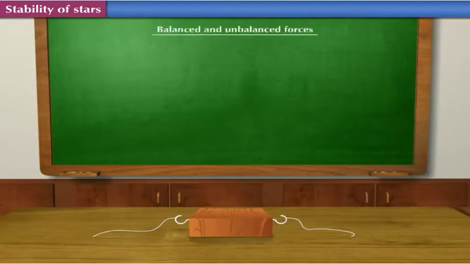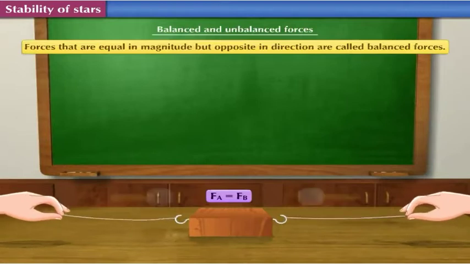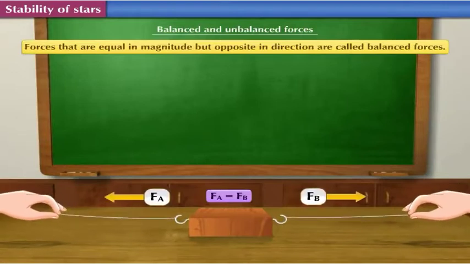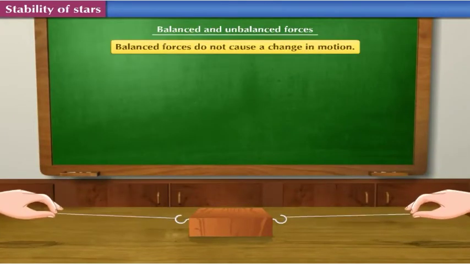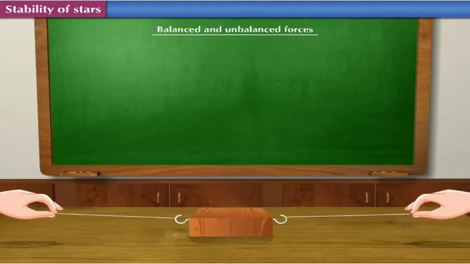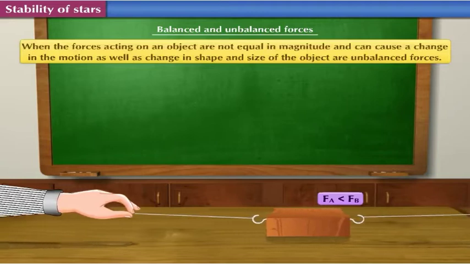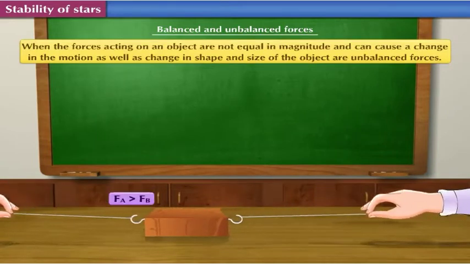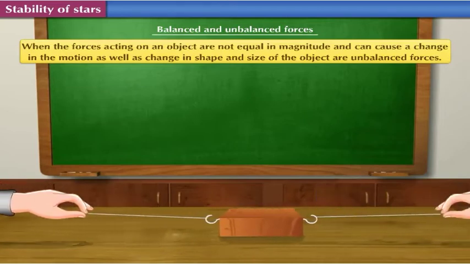In the chapter of force and pressure, we have learnt about balanced and unbalanced forces. Let us recall about them. Forces that are equal in magnitude but opposite in direction are called balanced forces. Balanced forces do not cause a change in motion. On the other hand, when the forces acting on an object are not equal in magnitude and can cause a change in the motion as well as change in shape and size of the object, they are unbalanced forces.